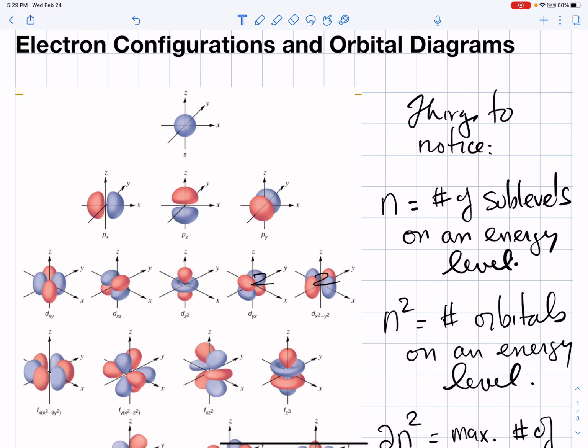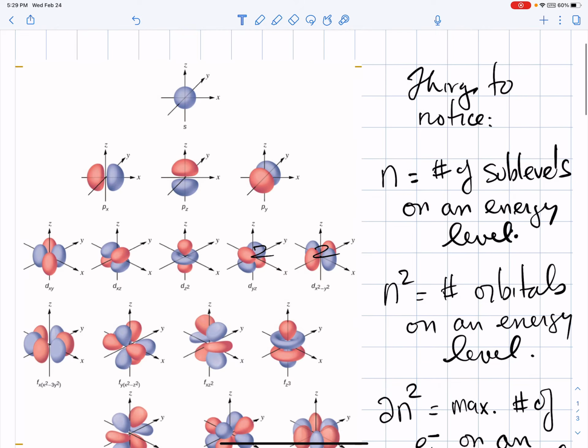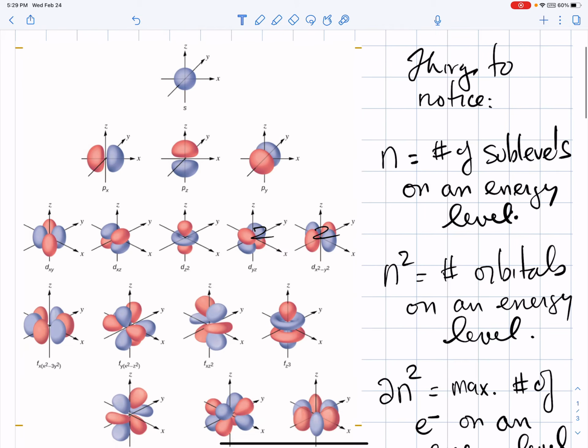Orbital diagrams will communicate the same thing that electron configuration does, but in a more pictorial way, and it throws in a little bit of extra information as well. So just on the left here, we see pictures of orbitals.